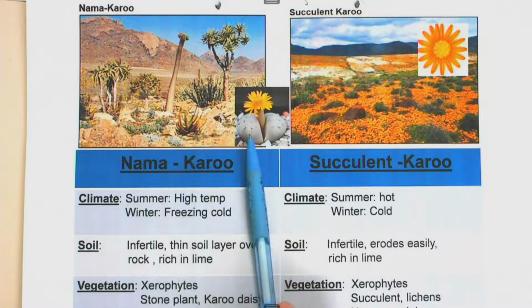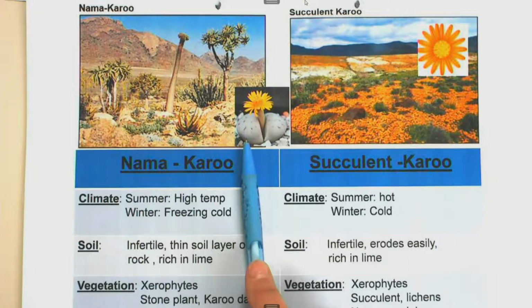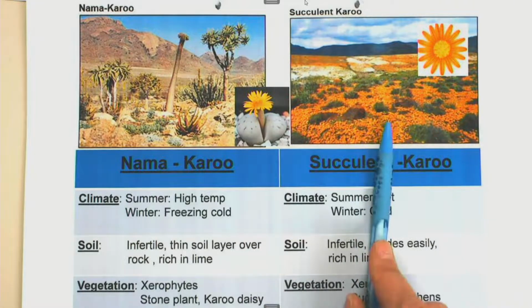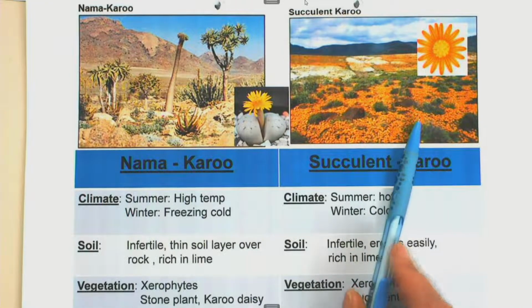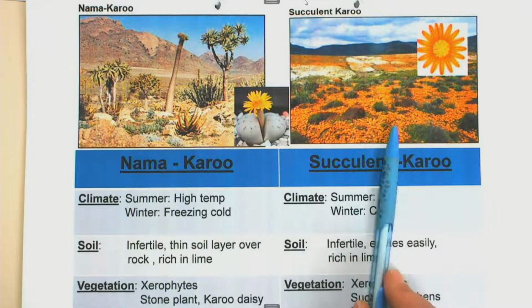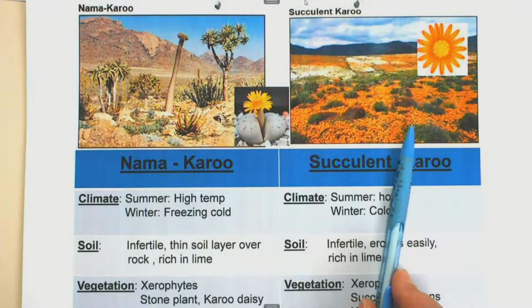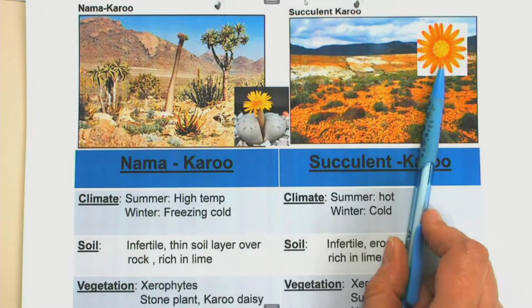And then you find these lovely specimens of plants here, the stone plants. They look like stones. This one is now actually flowering. The fact that they look like stones is to protect them against animals that maybe want to eat them, because you will find the water inside the plants. And then here the succulent Karoo, here you can see the Namaqualand daisies, beautiful flowers. And people go for the ecotourism. They go and visit Namaqualand and look at the flowers when it's time for them to bloom. That is why I have that flower there as well.